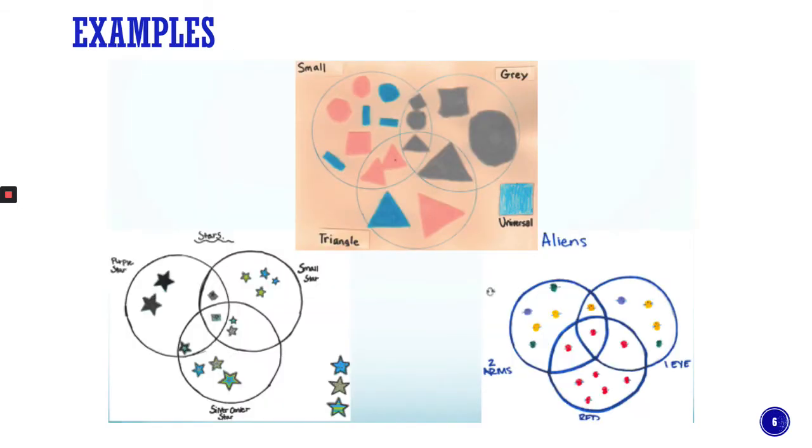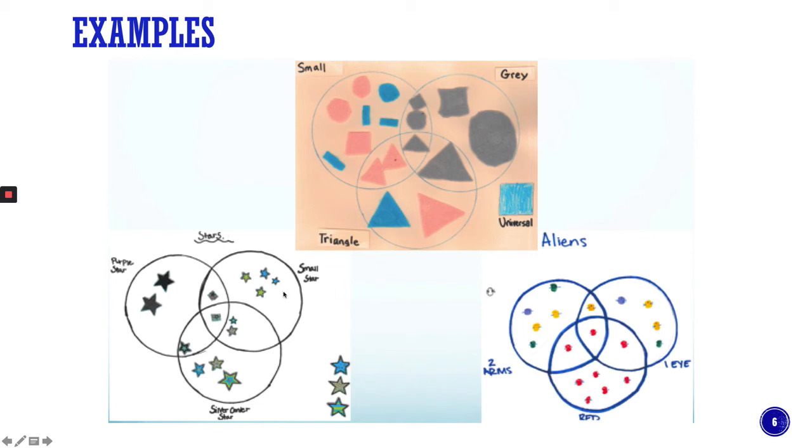So here are some examples of ones that my students submitted. This is the small gray triangle. So in the center is a small gray triangle. These are all gray. These are all small. These are all triangles. And to put something out here that is not small, not gray, not a triangle in the universal set. What she should have done is actually put a label, not universal, but shapes. That would have been a title for your universal set.